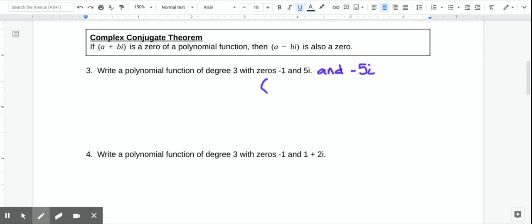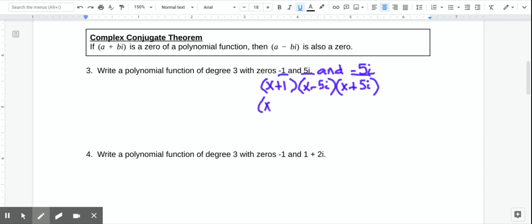So remember, if -1 is a zero, that means x plus 1 is a factor. If 5i is a zero, it's the opposite, so x minus 5i is a factor. And if -5i is a zero, that means the opposite, x plus 5i is a factor. So knowing our 3 zeros gives us our 3 factors. And now all we need to do is multiply this out.